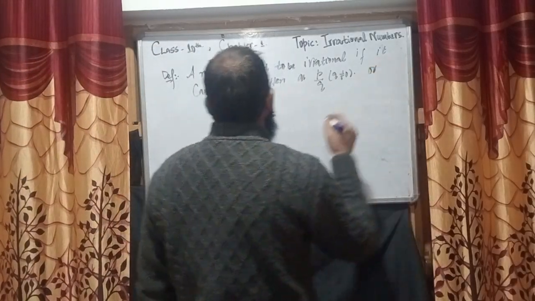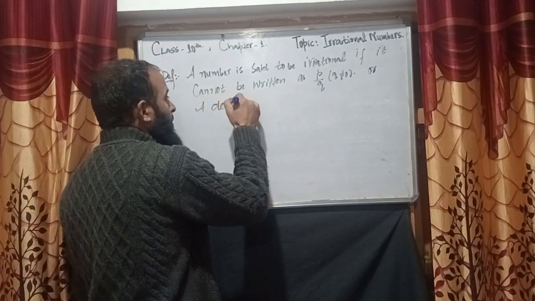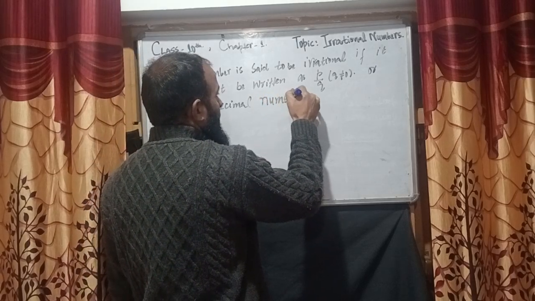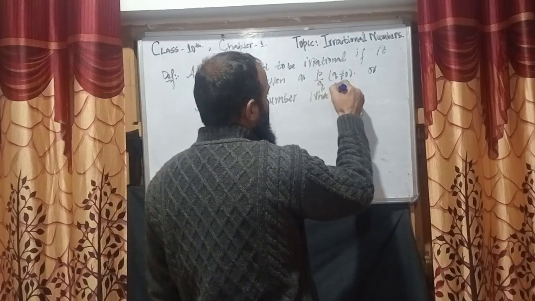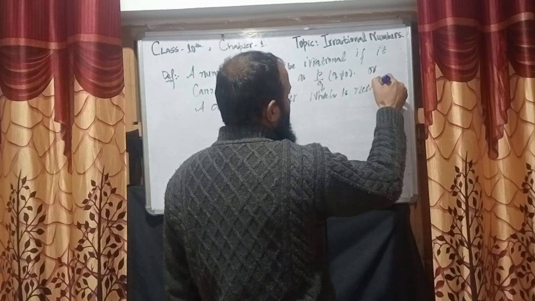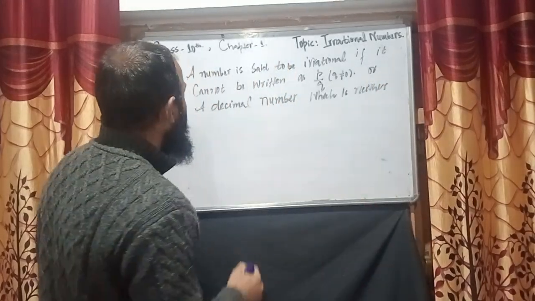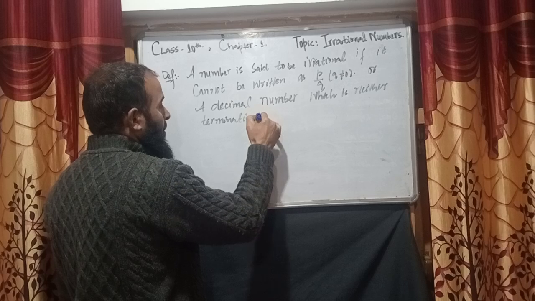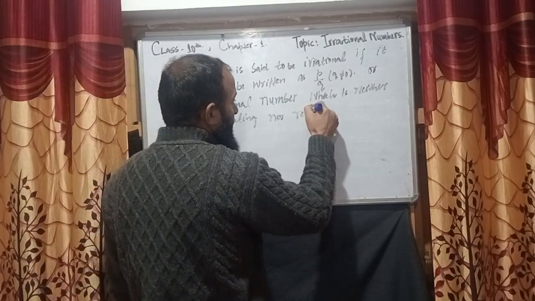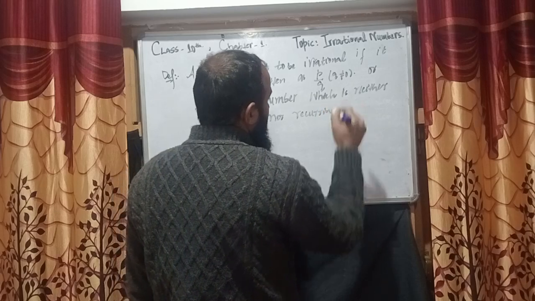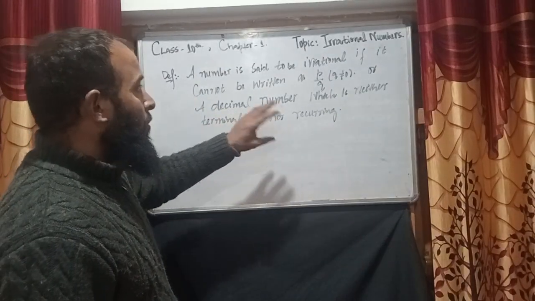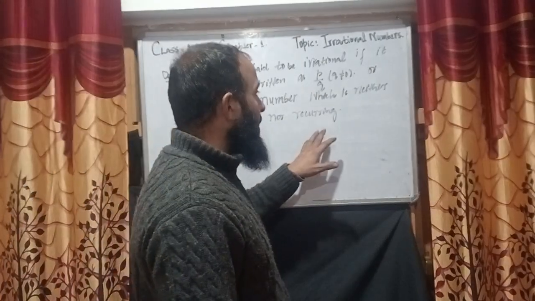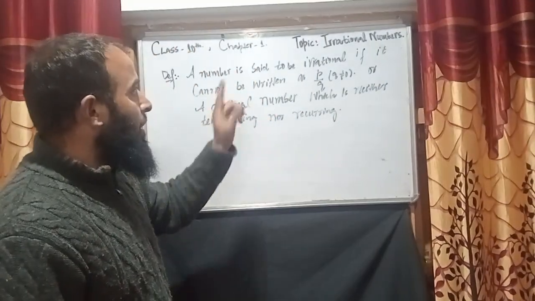Or a decimal number which is neither terminating nor recurring, that number is called an irrational number.